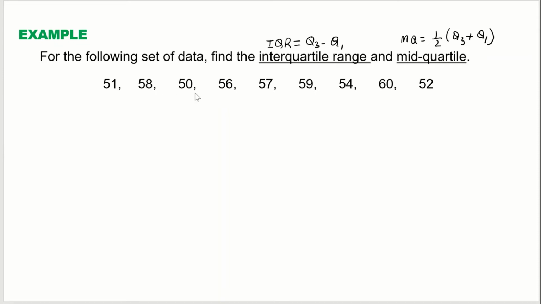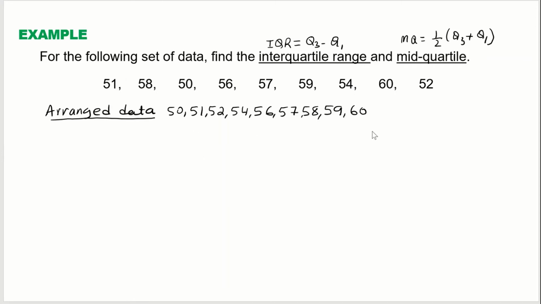If you look at this data set given here, it is not arranged. You can see I have 51, then 58, back to 50, then 56, 57, 59, back to 54, 60, and again back to 52. So first we need to arrange this data in increasing order.